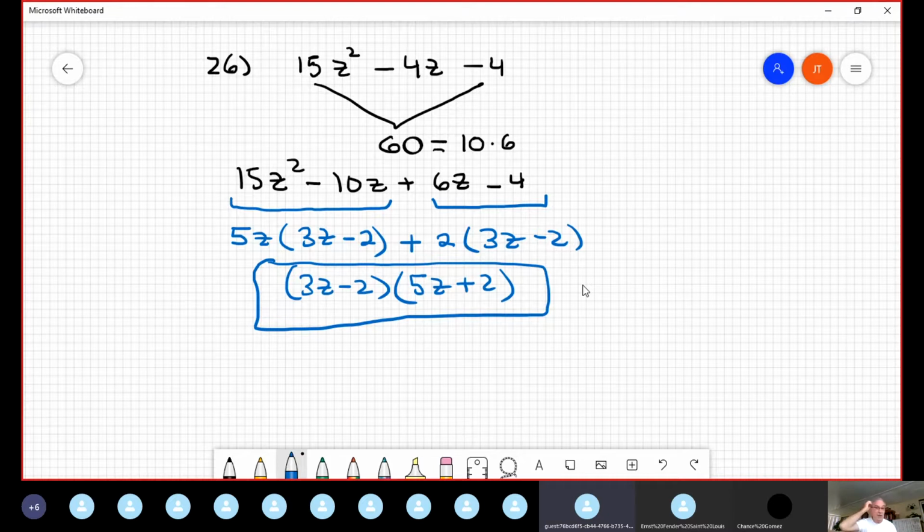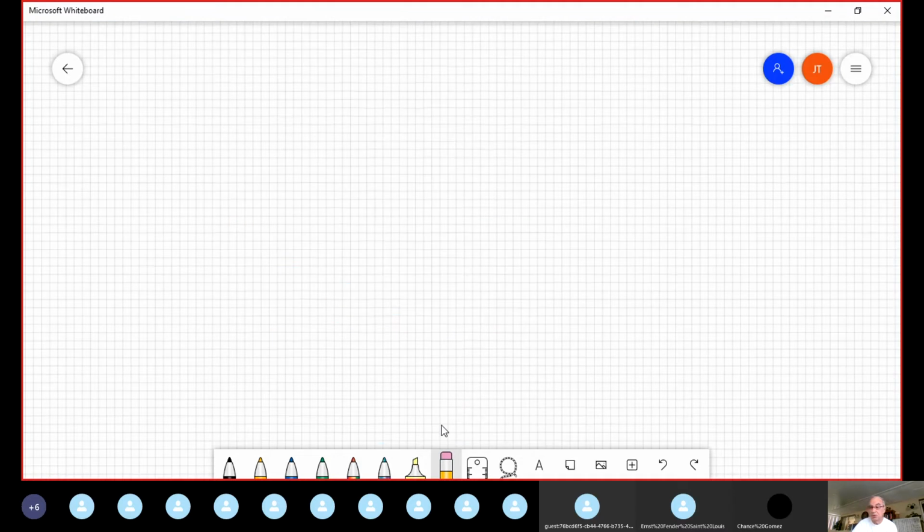Okay, I bring now problem 27. It's a little bit complicated. I try to illustrate. This is a typical example in which you can use try and error, no grouping. For example, 27 is 5m squared plus 39m plus 54.